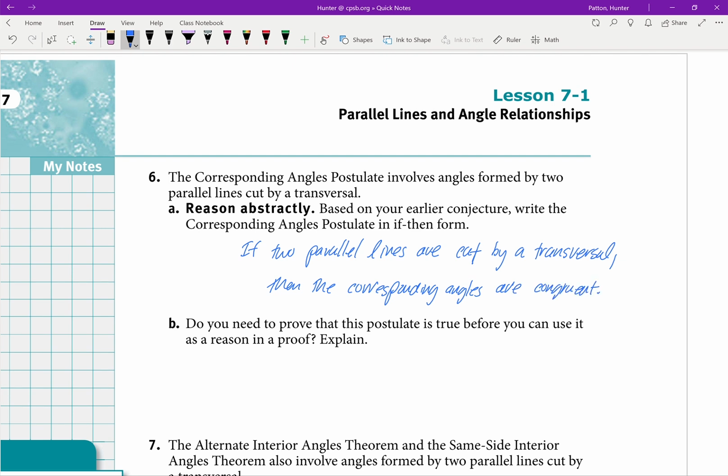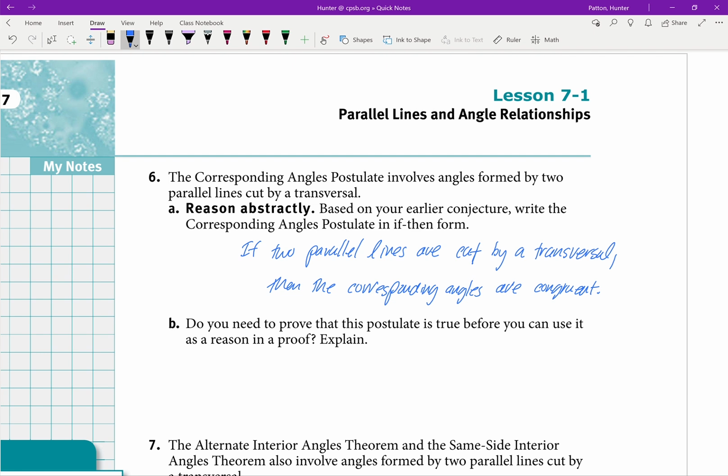Alright, so if you said if two angles are corresponding, then they are congruent, let's think about why that's not always true, first of all. If two angles are corresponding, that tells me nothing about the lines that are cutting through it. That tells me nothing about the lines themselves. Okay? All corresponding angles are not congruent. They're only congruent if the two lines that are being cut by the transversal are parallel.